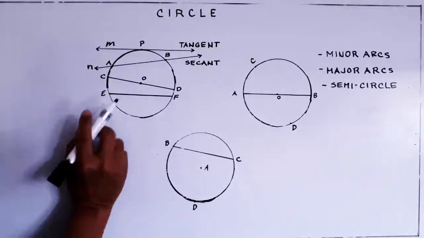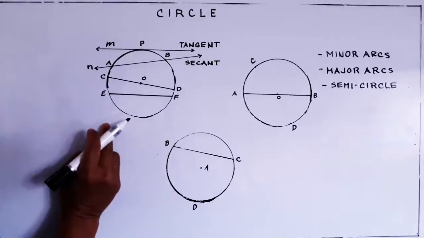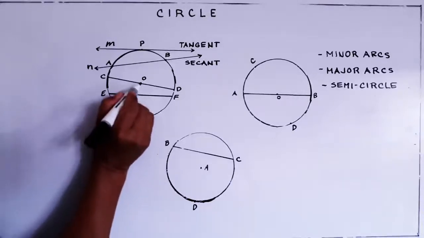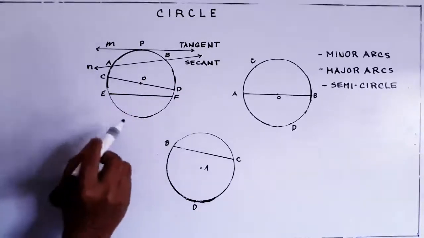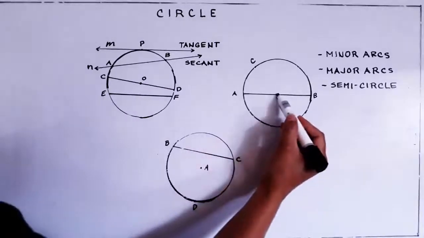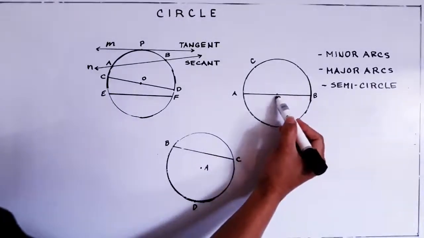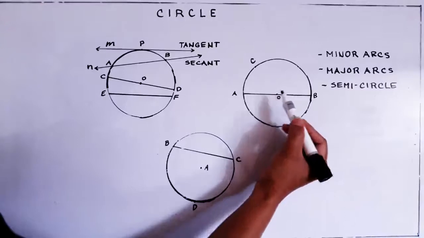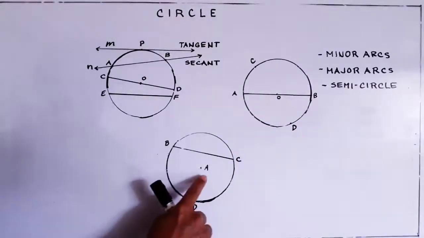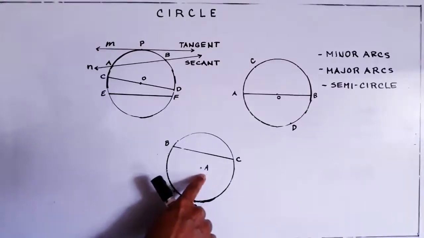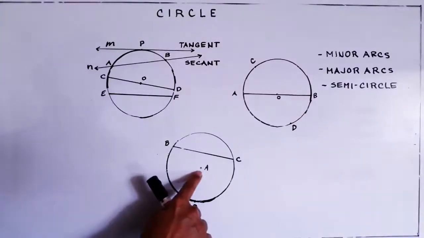First one is, how do we name a circle? We name a circle by the name at the center. So this is called circle O, because this one is point O. This is also circle O. And this circle is called circle A, because the center is point A.